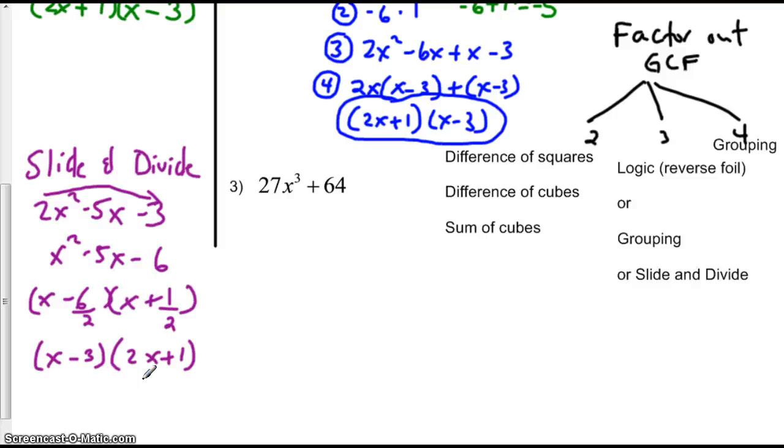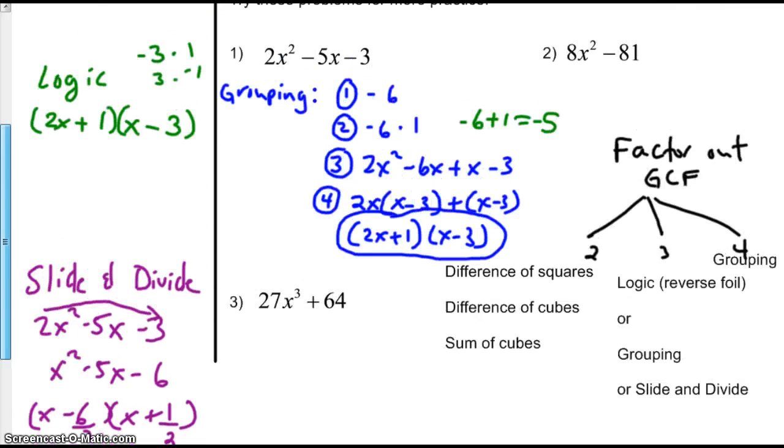So tomorrow for the quiz, you can use any of the methods when it comes to our trinomials. Just make sure you factor out the greatest common factor first.